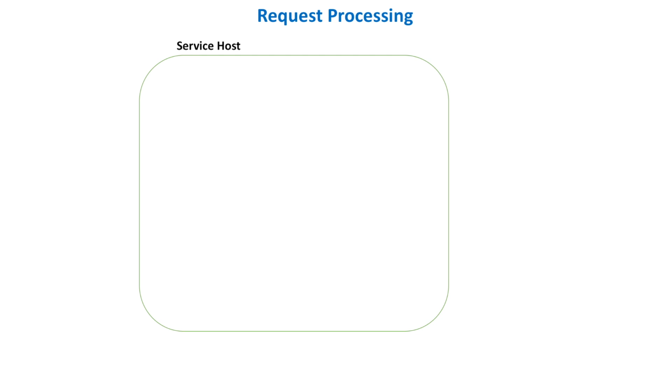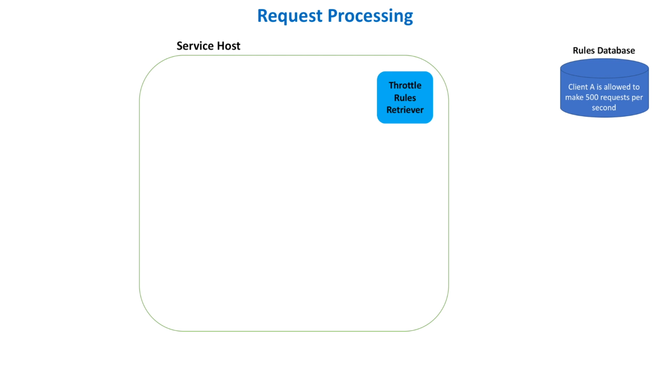The first citizen of the rate limiting solution on the service host is the rules retriever. Each rule specifies a number of requests allowed for a particular client per second. These rules are defined by service owners and stored in a database. And there is a web service that manages all the operations with rules. Rules retriever is a background process that polls rules service periodically to check if there are any new or modified rules. Rules retriever stores rules in memory on the host.